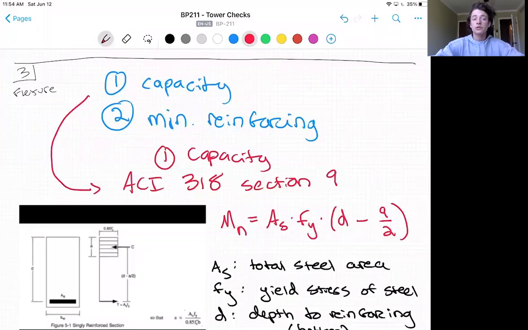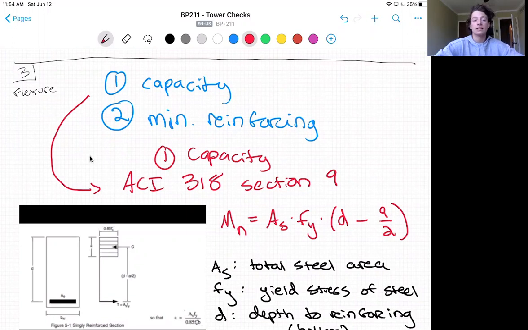Currently, we do two checks for the tower column when looking at it as a beam. For its flexural capacity, or bending, we check the capacity of a reinforced concrete beam section, and we also check the minimum reinforcing in the section requirement. So first, let's calculate the moment capacity.